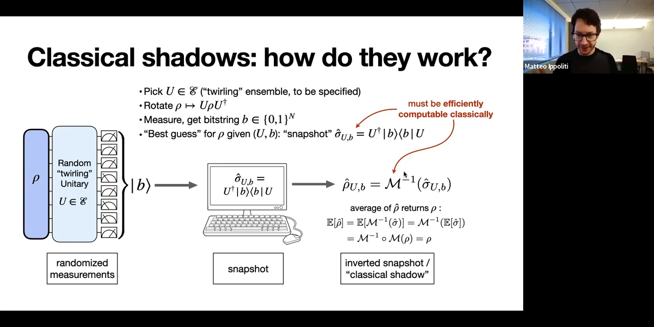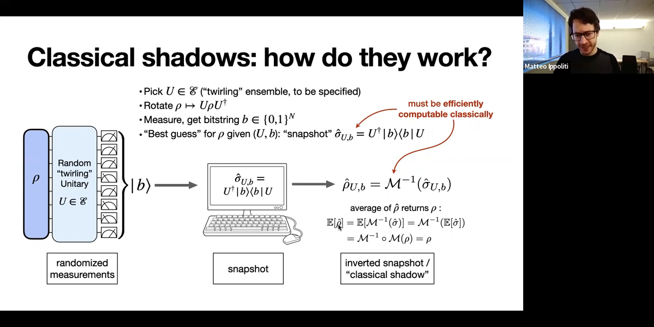So there has to be some care used in choosing these things. But I'll give you a couple of examples where this is very easily doable. And these inverted snapshots have the nice property, by construction, by the way we've built them, to essentially return rho in expectation.